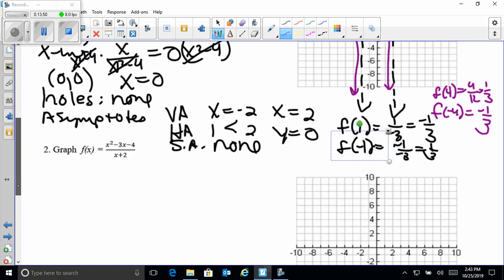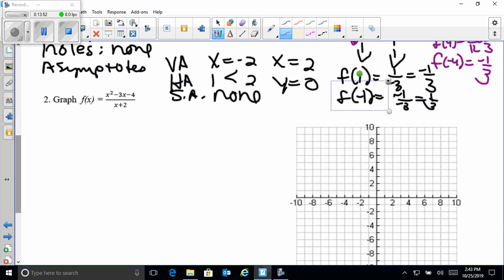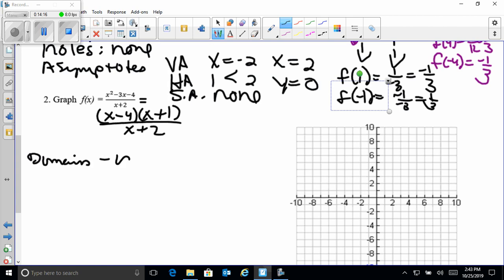Alright, let's take the last one. Step number 1 is to find my domain. I don't need to factor the denominator here, but I do need to factor the numerator, so I'm going to do that first. X minus 4, x plus 1, and then my denominator is just x plus 2. That's just in case I need it. So my domain, everything except for negative 2. So negative infinity to negative 2, union with negative 2 to infinity.